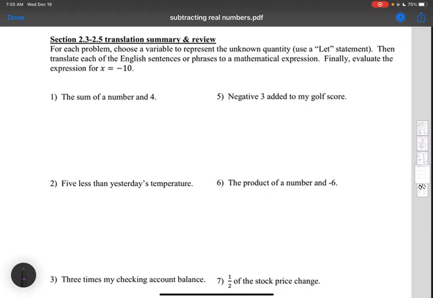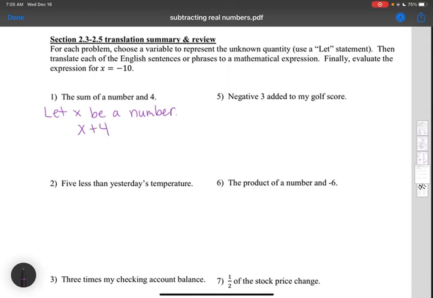Okay, so let's do a couple of these together just so you can see it. So the sum of a number and 4. So our let statement is, I'm just going to write, let x be a number. So that means in my expression, I'm saying that x is a number. So there's my let statement. That part is done. And it says the sum, so that means add, and then a number, and I said x was a number, and 4. So the sum of a number and 4 is x plus 4.